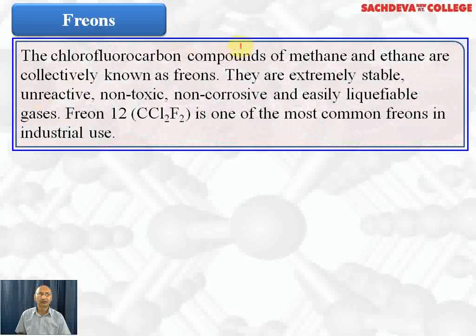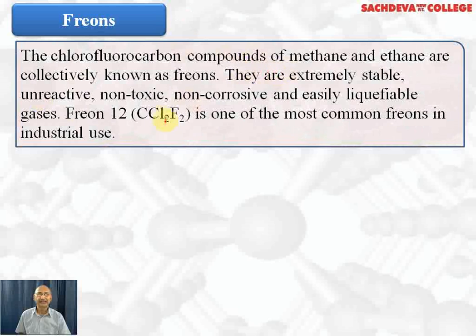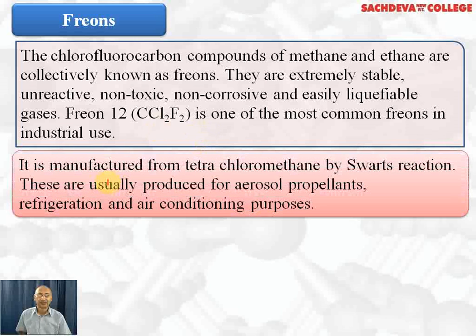Freons. The chlorofluoro compounds of methane and ethane are collectively called freons. They are extremely stable, unreactive, non-toxic, non-corrosive, and easily liquefiable gases. Freon 12, CCl2F2, is one of the most common freons in industrial use as a refrigerant as well as in air conditioners. It is manufactured from tetrachloromethane by the Swarts reaction. These are usually produced for aerosol propellants, refrigeration, and air conditioning purposes.